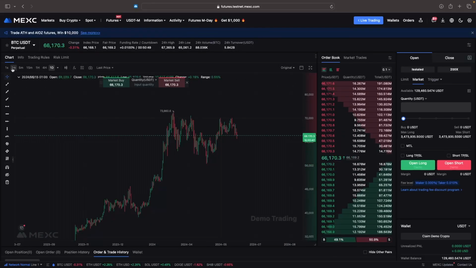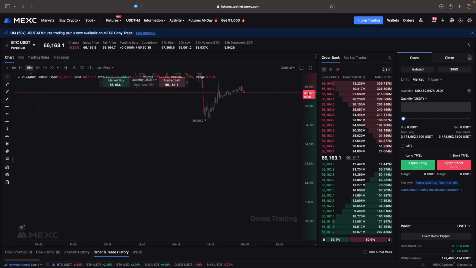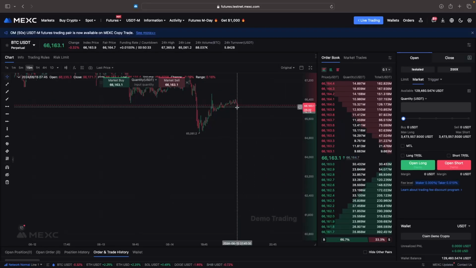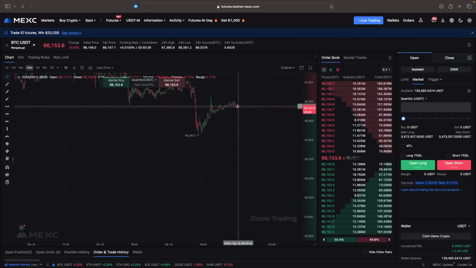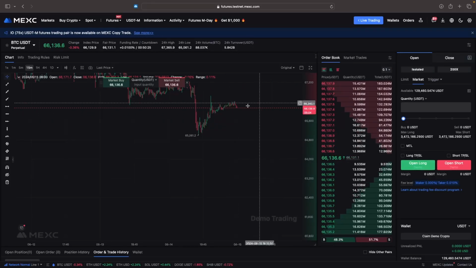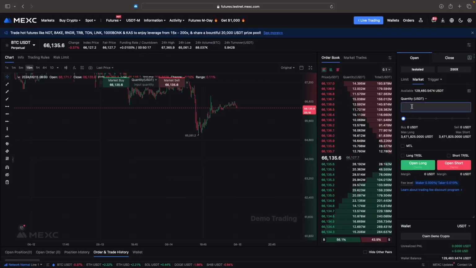But basically what we can do is let's go into the 15-minute time frame right here. Looking at this, I think Bitcoin is going to go down a little bit more. So let's place a market order this time. Market order essentially means that you are either going to buy long or go short at the current market price. So in here, let's choose the margin first of all. Let's once again go for a 200x leverage. We can then enter in the amount that we want to trade with.